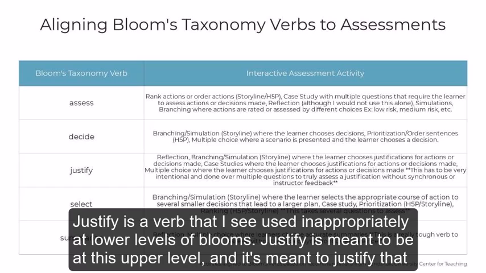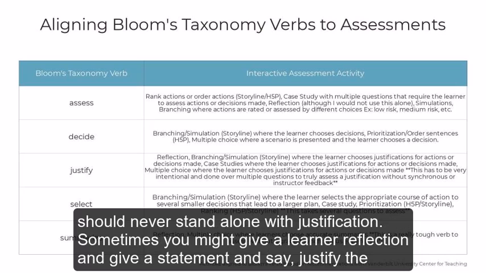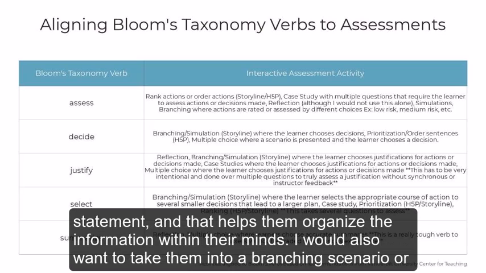Justify is a verb that I see used inappropriately at lower levels of Bloom's. Justify is meant to be at this upper level, and it's meant to justify that an action was the correct action or a statement as the most correct. Reflections can be good for the learner to organize their thoughts, but it should never stand alone with justification. Sometimes you might give a learner reflection and give a statement and say, justify the statement. And that helps them organize the information within their minds.